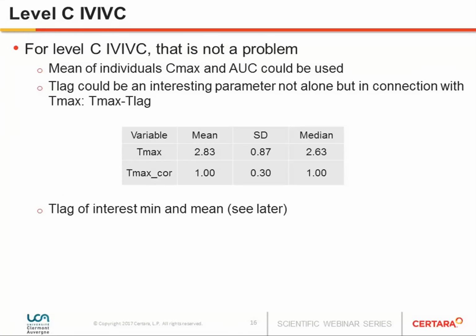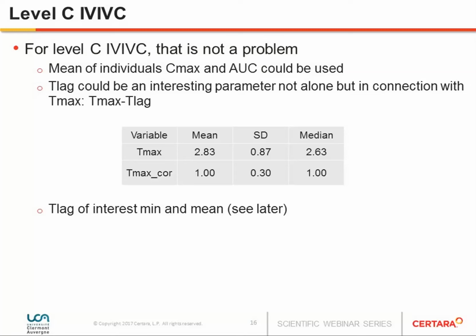For level C IVIVC, whether I use the mean of individuals or all the individual values is not a problem. Because when I want to make a relation between my Cmax and my dissolution, or my AUC and my dissolution, the values that I am going to use are the values that I observed. The only point which could be of interest to predict could be the lag time or the Tmax.